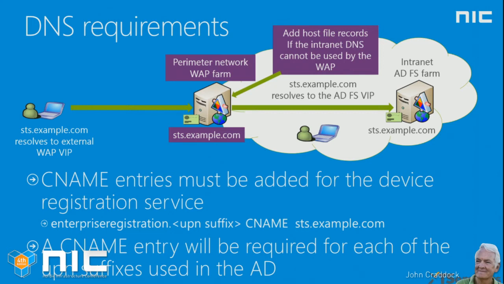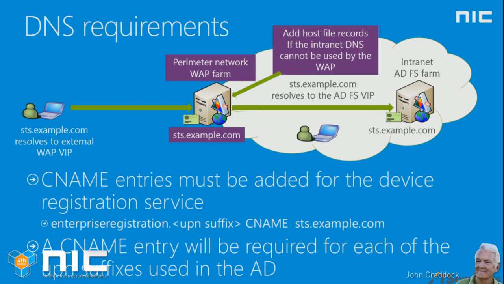What happens next is that a lookup will be done for enterprise registration.example.com. That lookup is done inside DNS. And what we need is to have in DNS that CNAMEd to the farm entry point. So if you're on the internet, that will be CNAMEd to the front end of the proxies, and if you're internal, that will be CNAMEd to the front end of your actual ADFS farm itself.